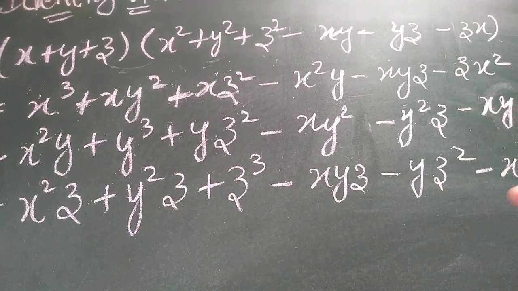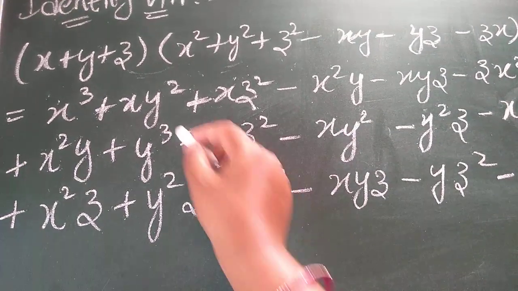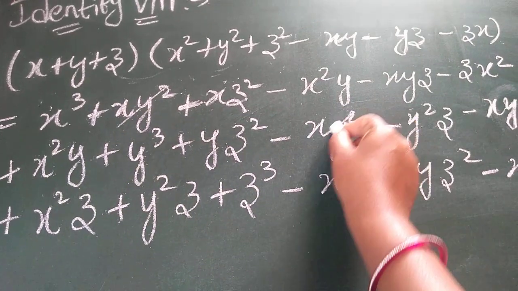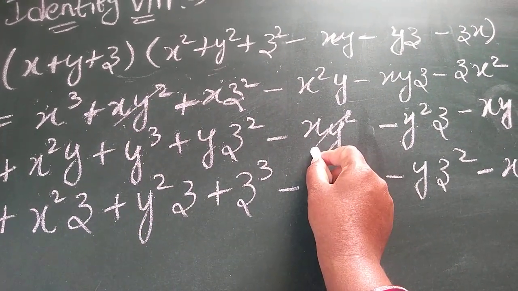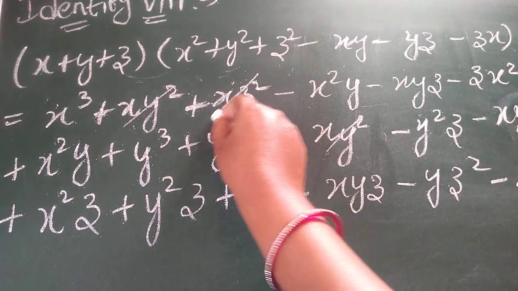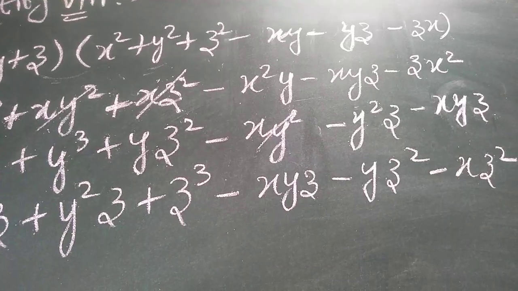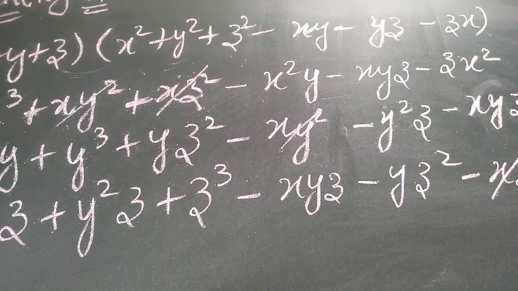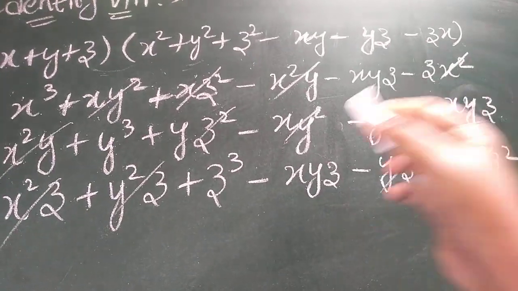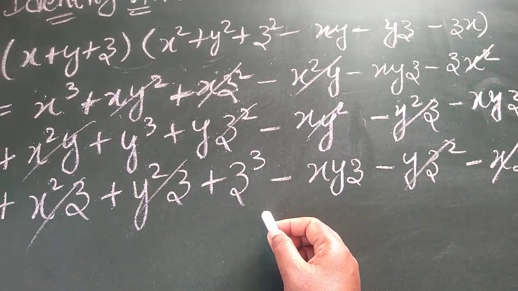So now, seeing line by line, I am going to cancel the common terms with opposite symbols, children. So xy square minus xy square gets cancelled, xz square gets cancelled with xz square. In a similar way I am going to cancel all. All like terms with opposite symbols got cancelled.